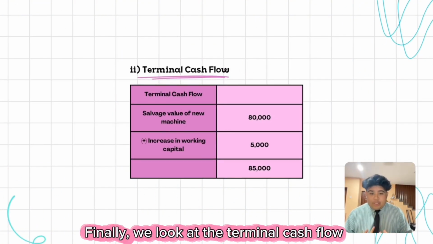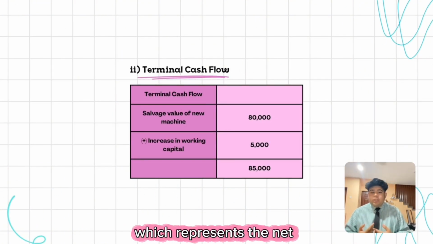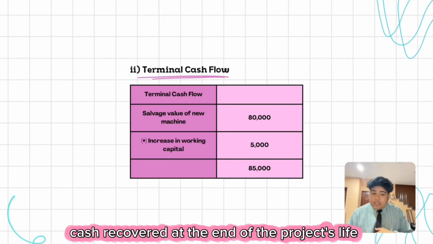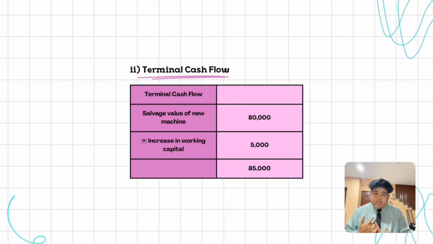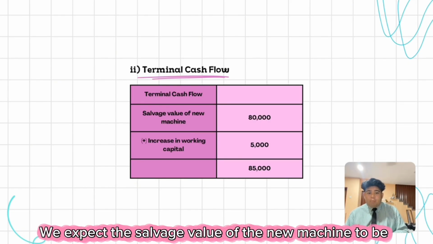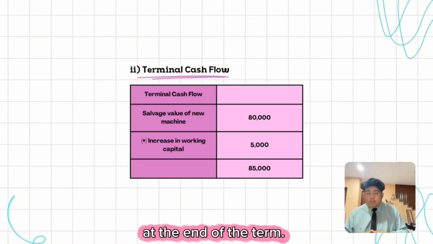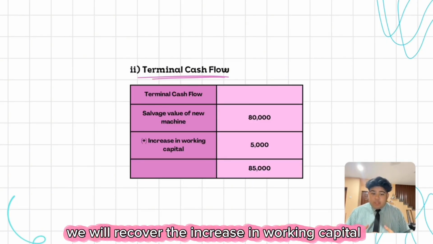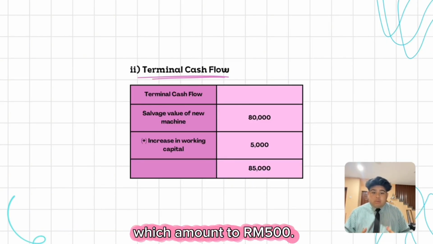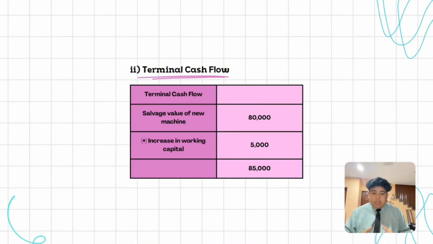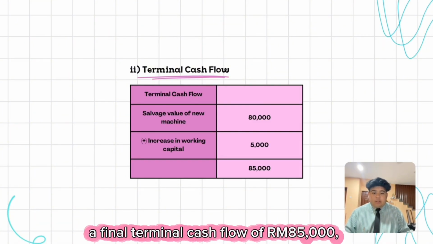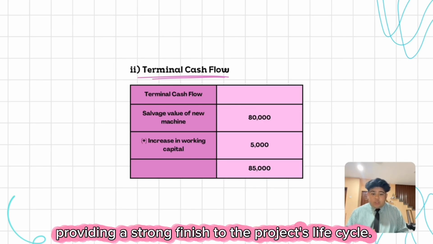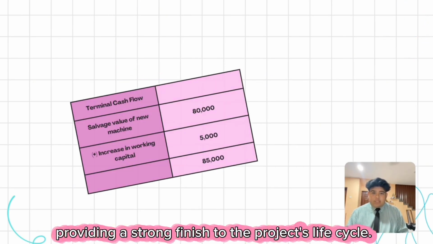Finally, we look at the terminal cash flow, which represents the net cash recovered at the end of the project's life in year 5. We expect the salvage value of the new machine to be 80,000 at the end of the term. Additionally, we will recover the increase in working capital, which amounts to 5,000 ringgit. Combined, this results in a final terminal cash flow of 85,000, providing a strong finish to the project's life cycle.